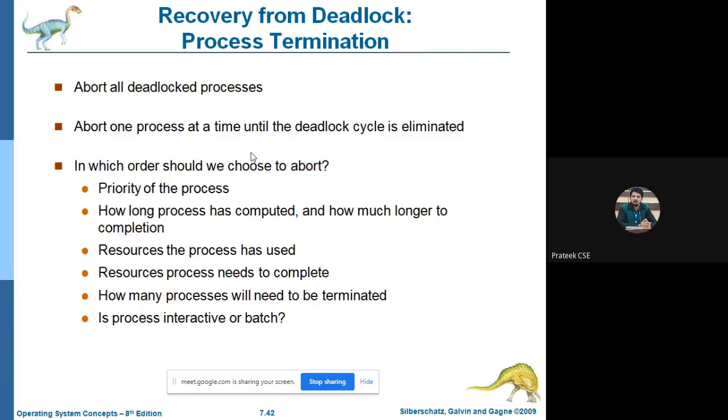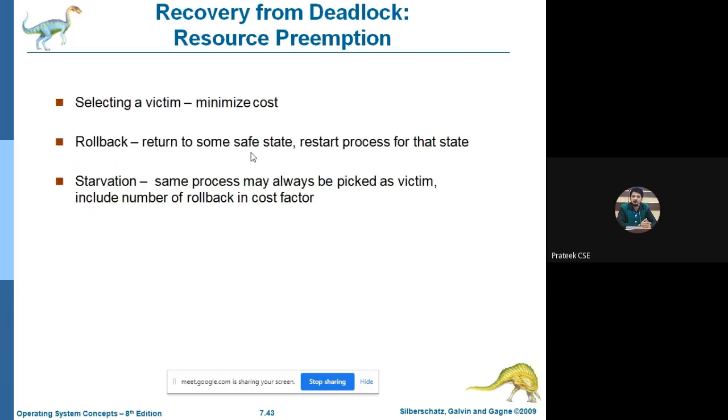So if the deadlock has ended, that is very well and good, but if we are still in the deadlock state, then definitely we will again abort any one of the processes. So choosing which process it will be is also a very big headache for the systems. And the last method for recovery from deadlock is known as resource preemption. So you are familiar with this term, resource preemption.